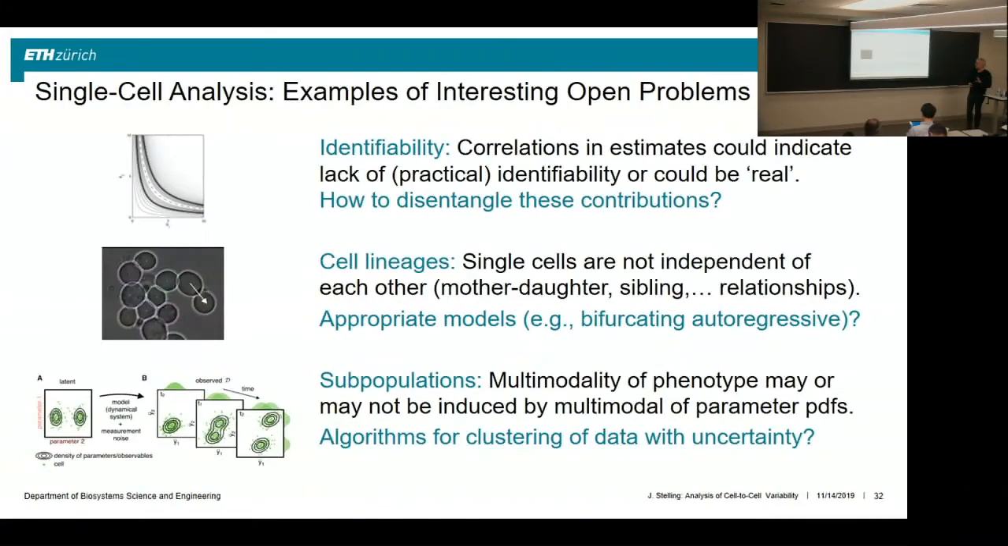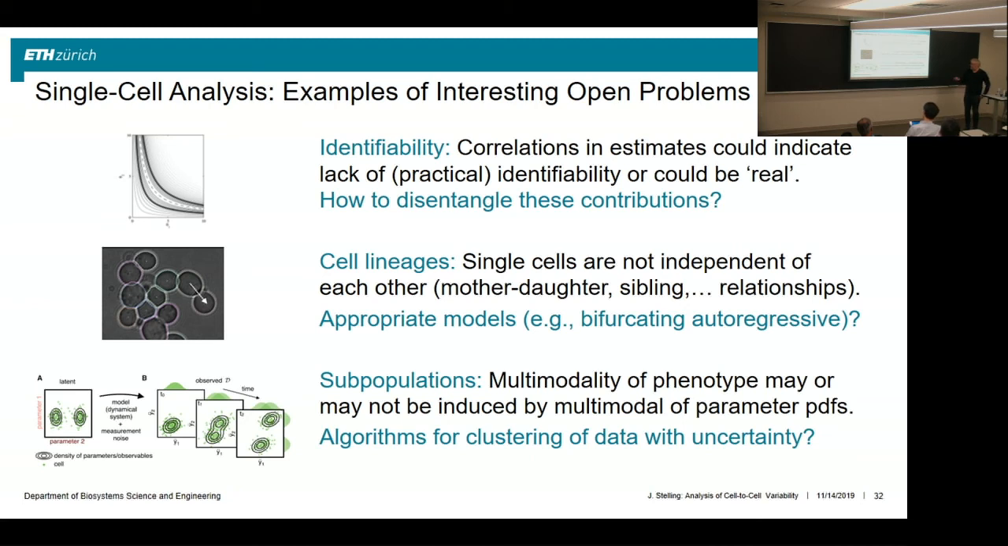Just one final slide. There are a number of really interesting open questions. For instance, Heather talked about identifiability yesterday: how to disentangle these correlations in these estimates that result from poor identifiability versus ones that are real is an open question. These cells are also not independent. For instance, this is the mother cell of this particular cell, so they're correlated across the lineage. And the question is how to incorporate this systematically into the models.